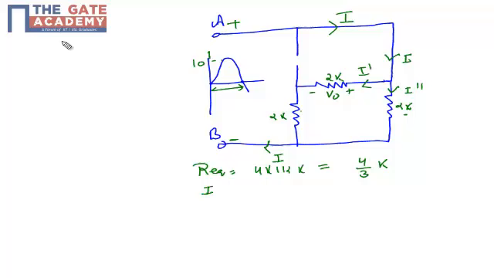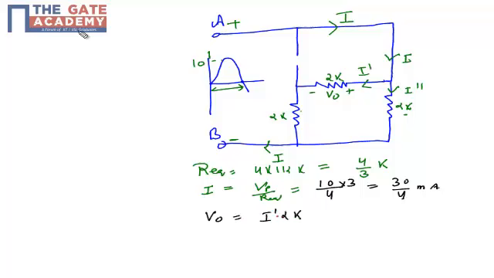We can also find the current I, which is the peak value of voltage, 10, upon R equivalent, 4 by 3. So it is 30 by 4 milliamp. Now let's find the voltage V0. V0 is I dash times 2K. I dash is the current component of I.